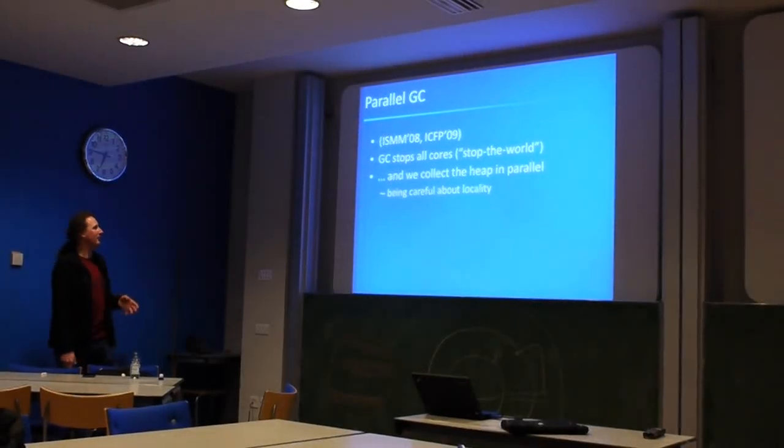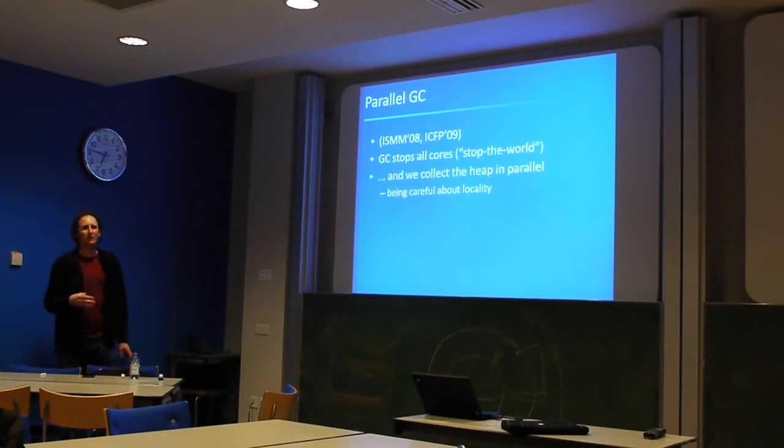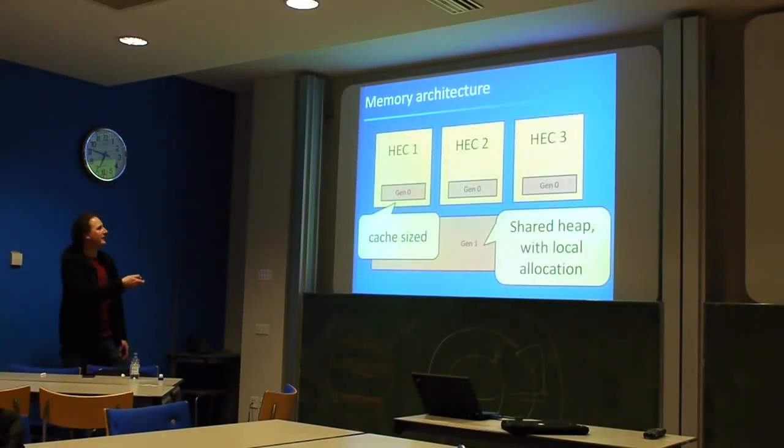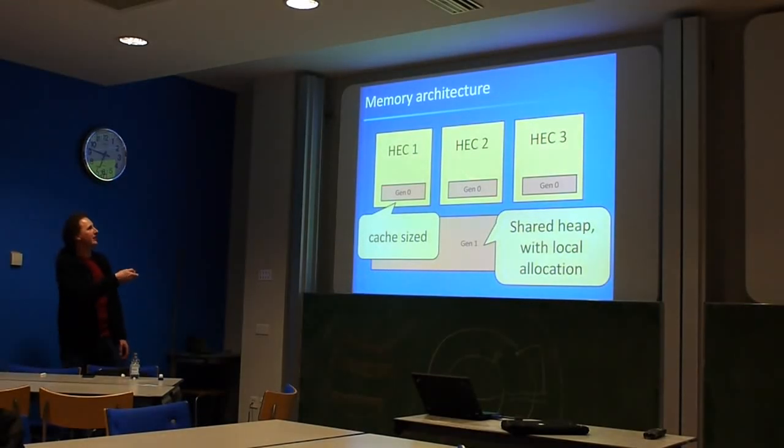So we had a couple of papers about this, ICFP '08 and ICFP '09, where we describe this stop-the-world parallel garbage collector, where the important factor is really being careful about locality. So when you collect the data in this generation 0, you better be sure that it's the thread that was running on this hex that last touched that data. And you don't move it out of the cache of the processor that it's currently on into the cache of a different processor, because that would just destroy the performance.